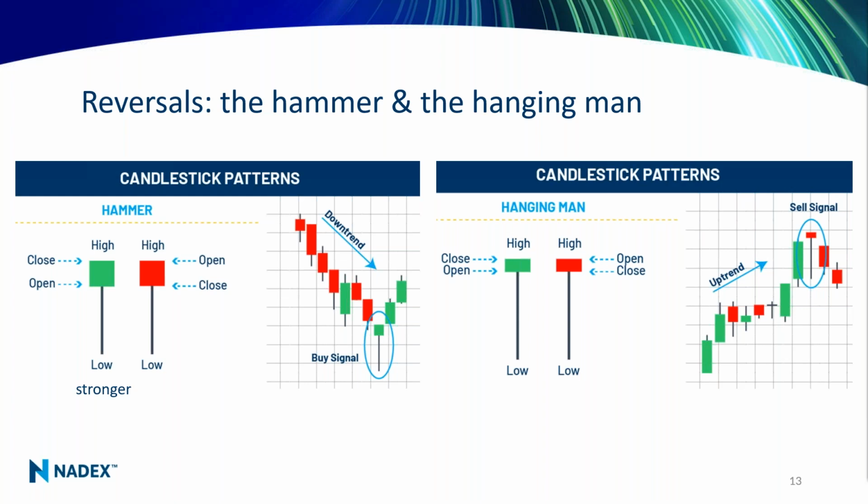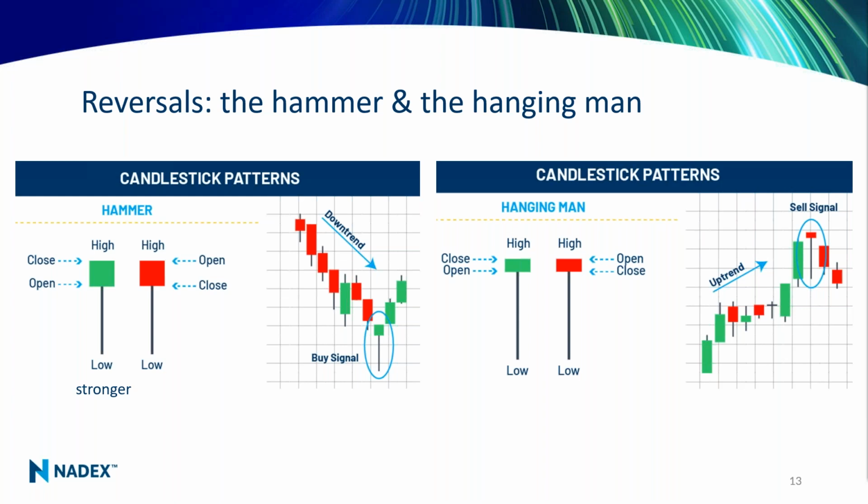In a hanging man, you look for it when you're in an uptrend. You're in an uptrend, and then you get a hanging man, and all of a sudden you might see that as a potential reversal. The hanging man would be a sell signal.